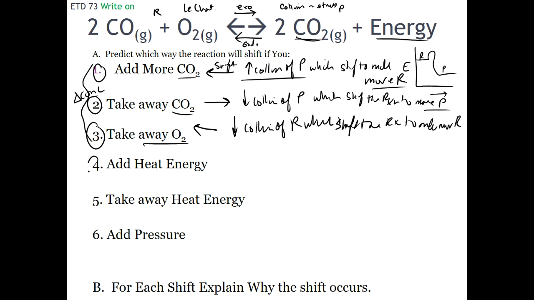If I look at number 4, it's a different story. I'm adding this stuff called heat energy, right? The key thing I can do, if I want to keep it simple, is think about energy in terms of just a reactant or a product. In this case, energy is a product. So if I add, it moves away, right? So this is going to favor the reverse reaction.